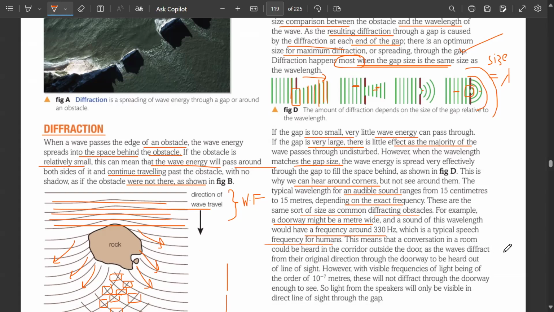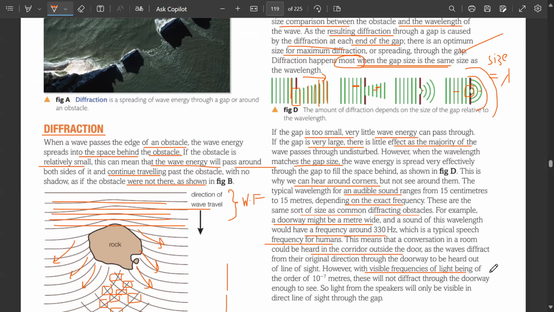This means that a conversation in a room could be heard in the corridor outside the door, as the waves diffract from their original direction through the doorway to be heard out of the line of sight. However, visible frequencies हमें तभी hearing when it's gonna match. So one thing you have to remember, don't read all of this.